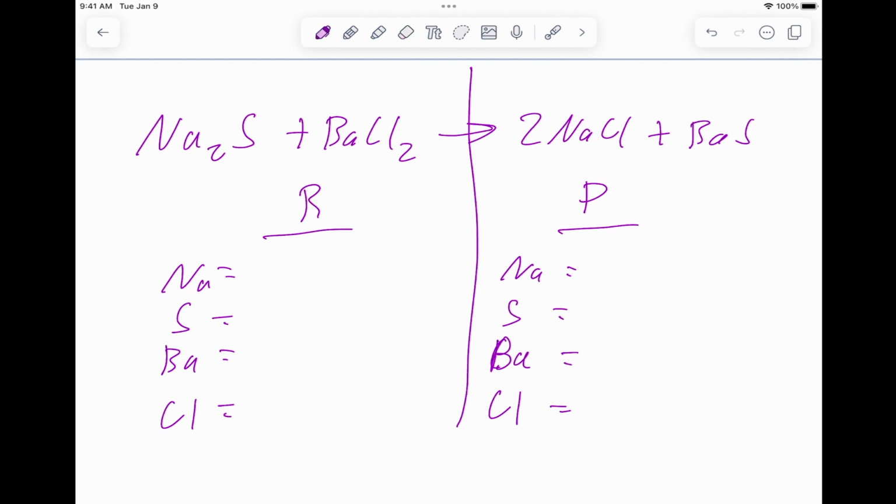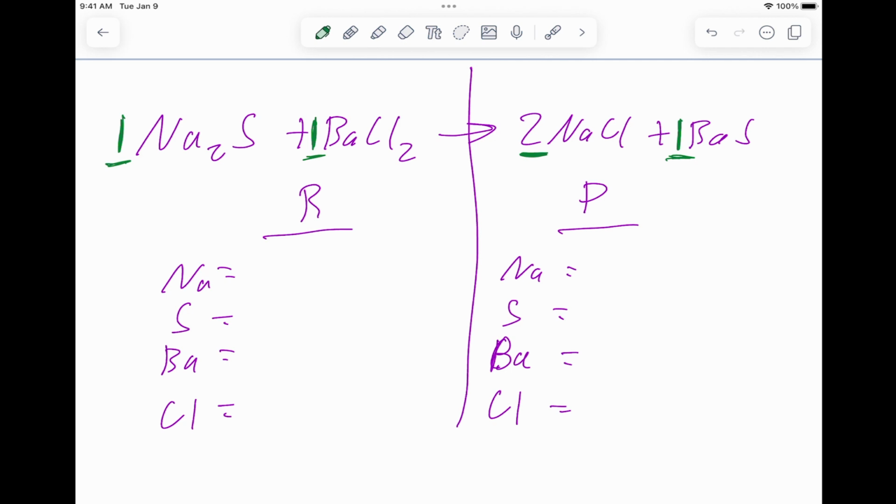I'm going to change colors here so we can see that a little easier. So there's nothing out front, so that's a 1. The barium, there's nothing out front, so that's a 1. Here we have a 2, so that stays. And over here, this barium doesn't have anything out front, so that's a 1. So if you don't have anything out front, it's a good idea maybe just to write those 1s in to remind you. And now we're going to count.